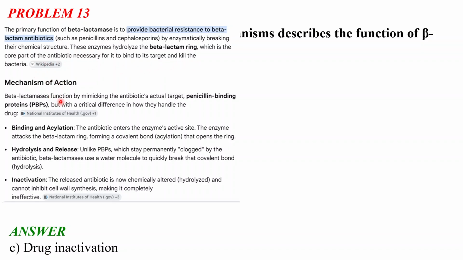Mechanism of action: beta-lactamases function by targeting the antibiotic's actual targets, penicillin-binding proteins or PBPs, with a critical difference in how they handle the drug. Binding and acylation: the antibiotic enters the enzyme's active site.